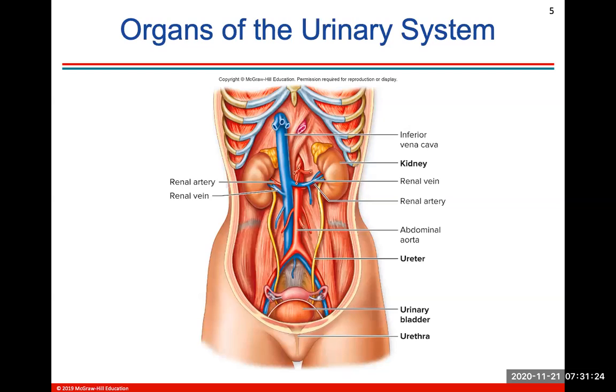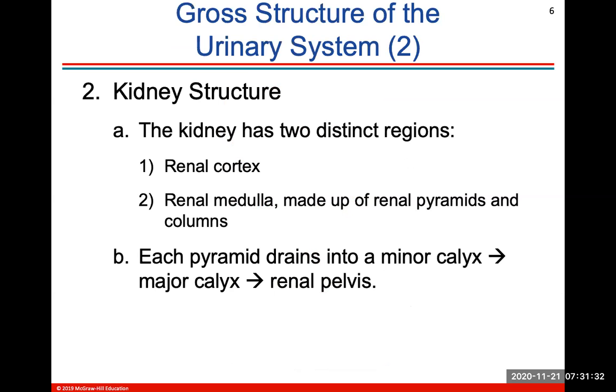So here are the organs of the urinary system. Again, take a moment to review this from anatomy to have a good understanding of the organs. Here's the kidney structure. I'm going to let you guys work through this on your own, working through the cortex, the medulla, which is made up of your renal pyramids and columns. You should understand the basic pathway of how each pyramid drains.